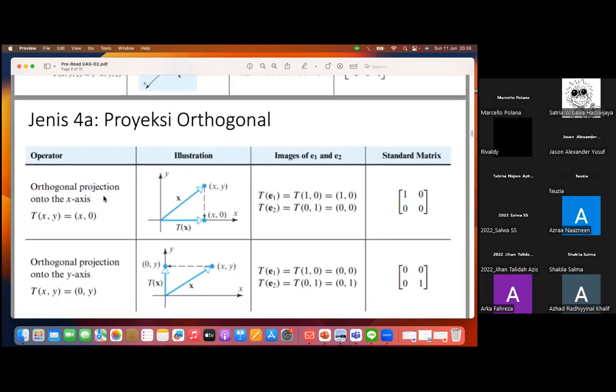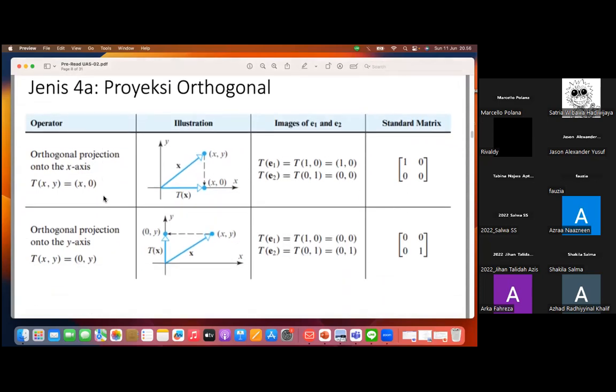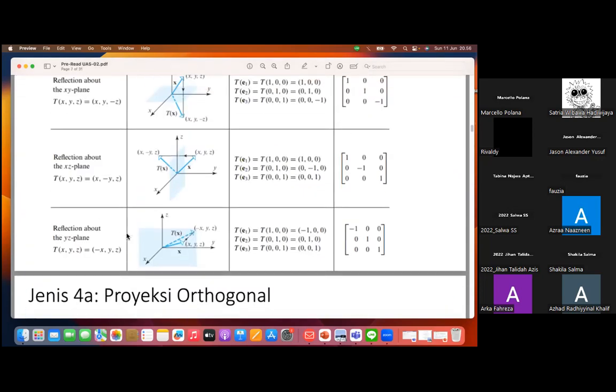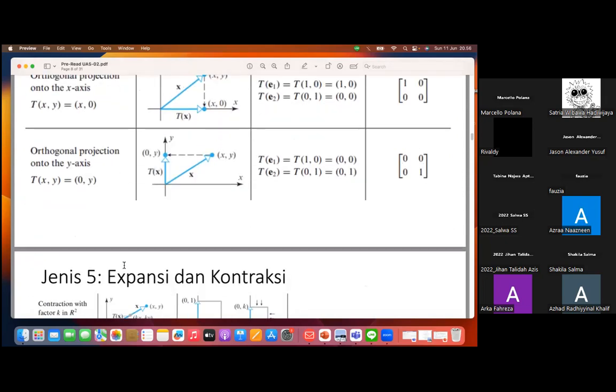Okay, so this is orthogonal projection. Basically, for orthogonal projection, one of the coordinates becomes 0. Projecting onto the x-axis, X doesn't change. Onto the y-axis, Y doesn't change. That's how I memorize this one. If you have your own way of memorizing, go ahead.